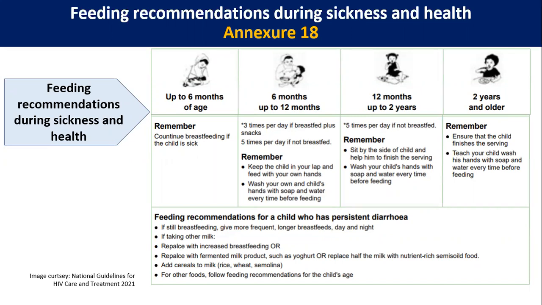And if the child has persistent diarrhea, what are the feeding recommendations? You have to give more frequent and longer breastfeeds, day and night. If the child is taking other milk, replace that milk and increase breastfeeding, because other milk will cause further deterioration of the diarrhea. Replace fermented milk products such as yogurt, or replace half of the milk with nutrient-rich semi-solid food. Add cereals such as rice or wheat to the milk. For other foods, follow the feeding recommendations as per the child's age. Next.